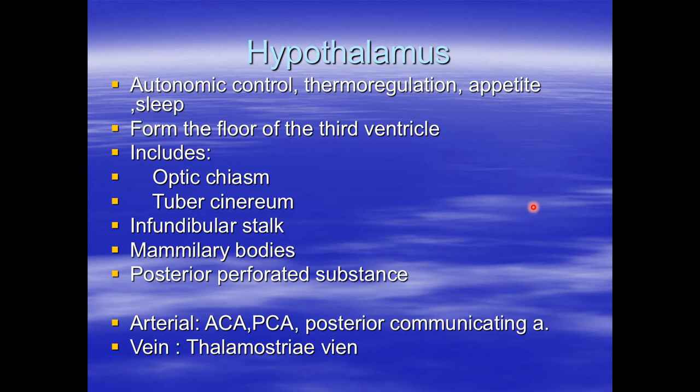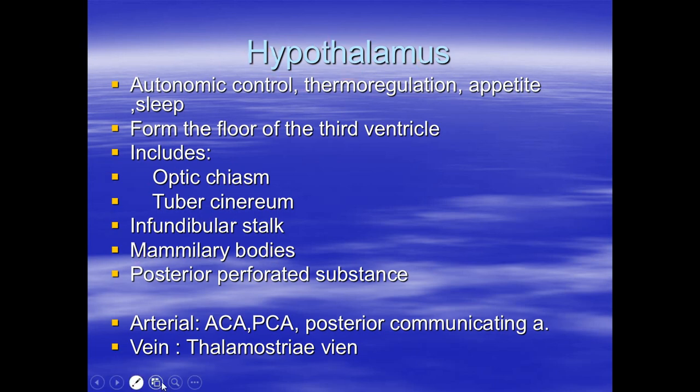It forms the floor of the third ventricle, and it includes the optic chiasm, the tuber cinereum, the infundibular stalk of the pituitary gland, the mammillary bodies, and the posterior perforated substance. It's from anterior to posterior: optic chiasm, tuber cinereum, infundibular stalk, mammillary bodies, and the posterior perforated substance. All of these together is called the hypothalamus.